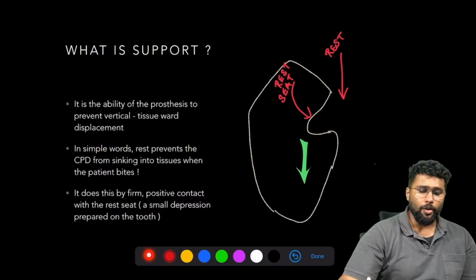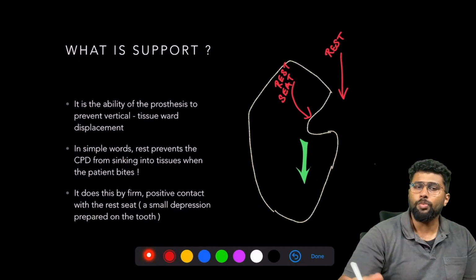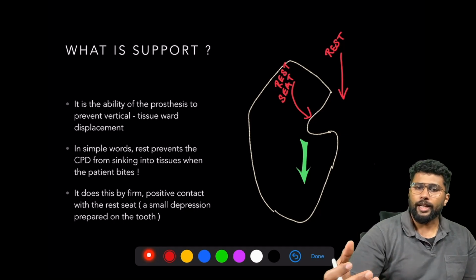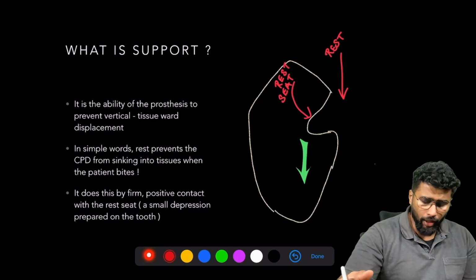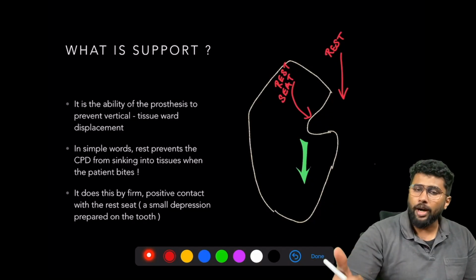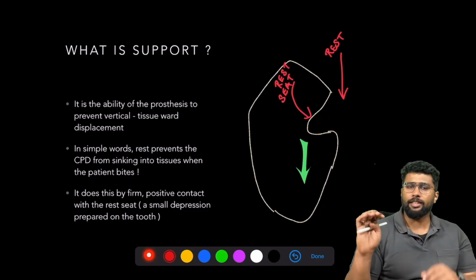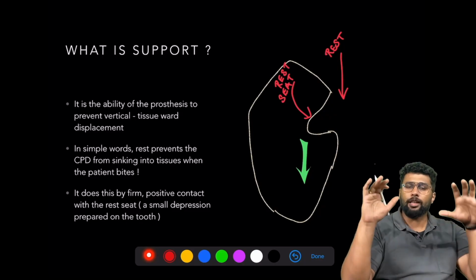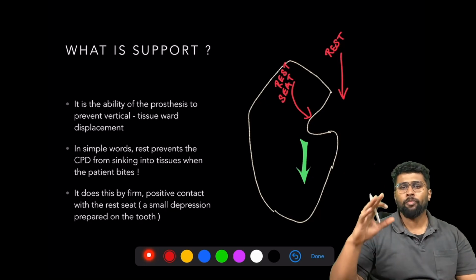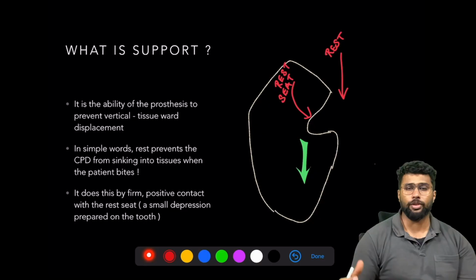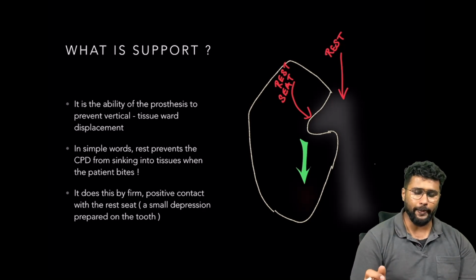Right. Now, so what is support? It is the ability of the prosthesis to prevent vertical tissueward displacement. Right. So like I said, it prevents the CPD from sinking and impinging onto the tissues when the patient is using it. Now, the rest maintains a firm positive contact with the respective rest seat, right? And whenever the patient bites, it basically hangs on to the rest seat like a ledge and loads the teeth and the periodontal ligament and dissipates the force within the bone rather than the acrylic portion impinging on the soft tissues and causing trauma.